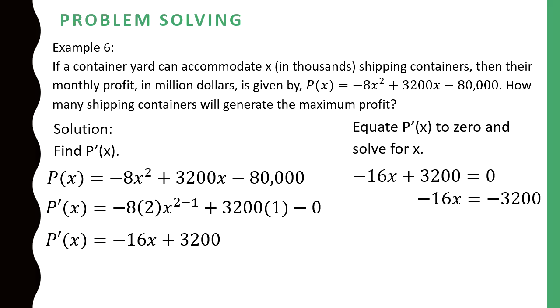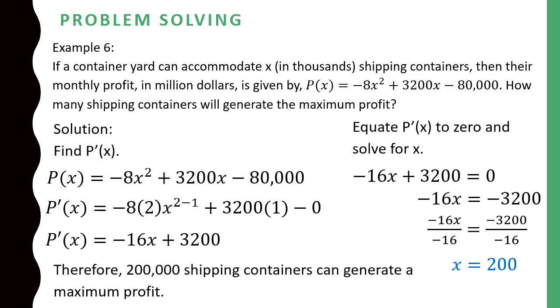Our goal is to eliminate all other numbers with x. And to eliminate negative 16, we divide both sides of our equation by negative 16. So negative 16 will be cancelled out. Hence, we get x equals 200. However, remember that x is measured in thousands. Based on our problem, x is in thousands. So our answer is not only 200. Instead, we have 200,000 shipping containers can generate a maximum profit.